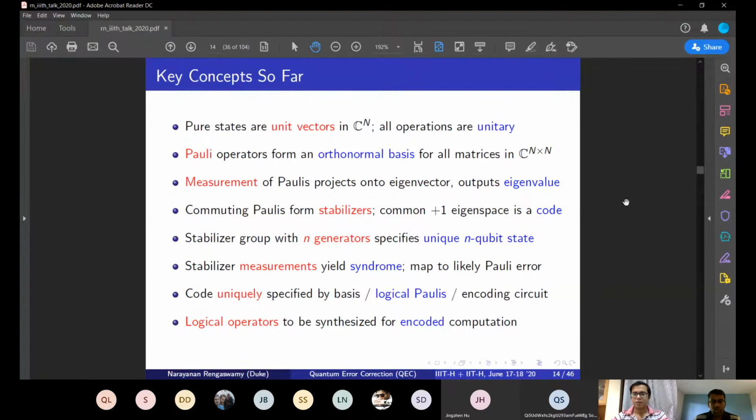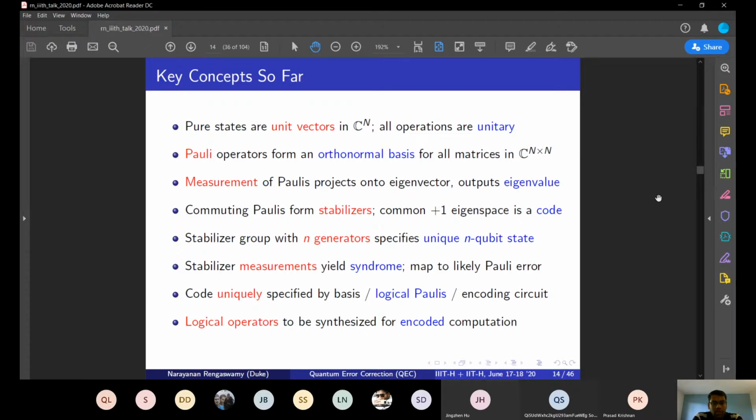All right, so this is where we left yesterday. So I thought it's again a good idea to jog our memory on what all we saw yesterday. So we started with pure states. So we saw all operations have to be unitary. And then we defined Pauli matrices for a single qubit, and for many qubits, we just took Kronecker products, just like we did for the basis states of pure states.